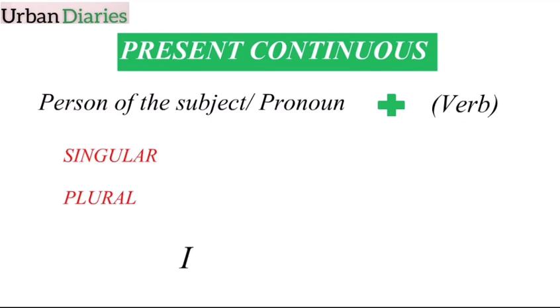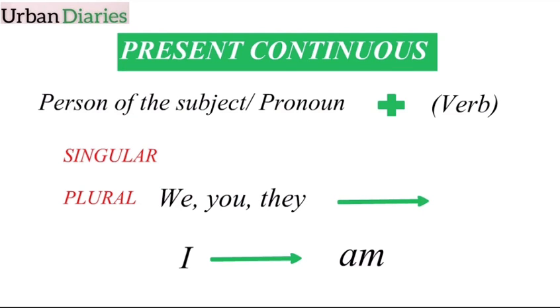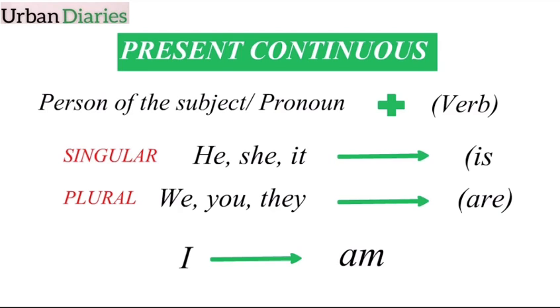If the subject of the sentence is I, we'll use am as a helping verb. If the subjects are we, you, they or any plural noun, we'll use are as a helping verb. At last, if the subject is he, she, it or any singular noun, we'll add is as a helping verb.